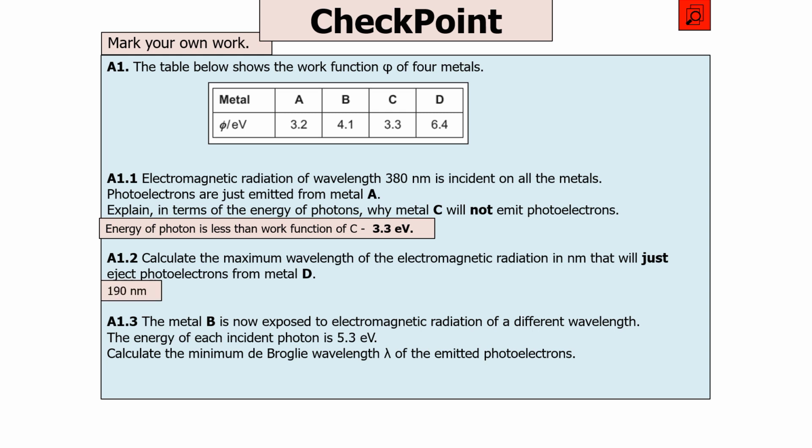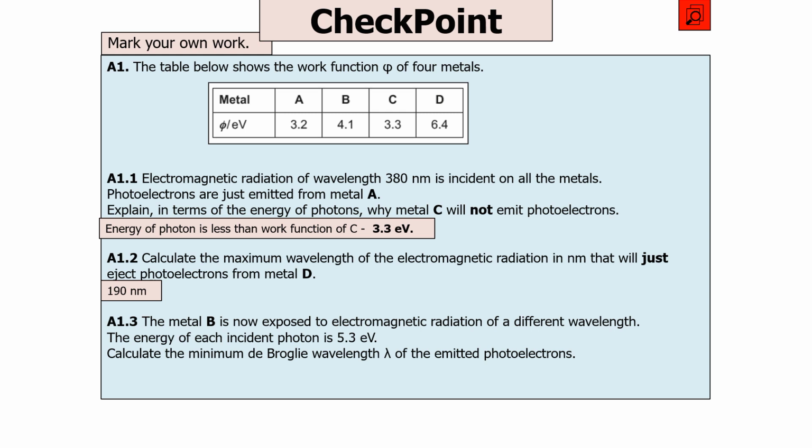Well, what you'll do is you'll work out to be 190 nanometers, but what you'll do is you'll say, right, well, E equals hc over lambda, so lambda equals hc over E. So the E value is going to be just enough to overcome the work function, so 6.4 eV, which you convert into joules by doing 6.4 times 1.6 times 10 to the minus 19, so you get 190 nanometers.